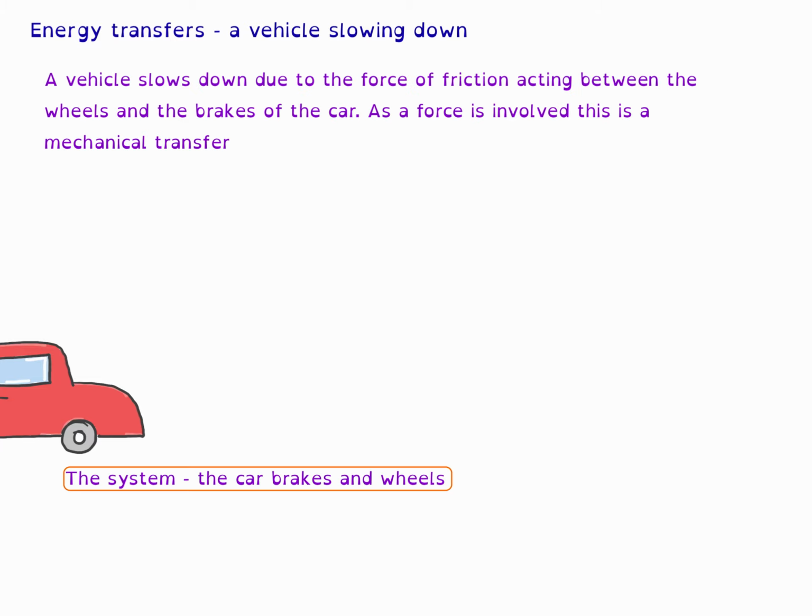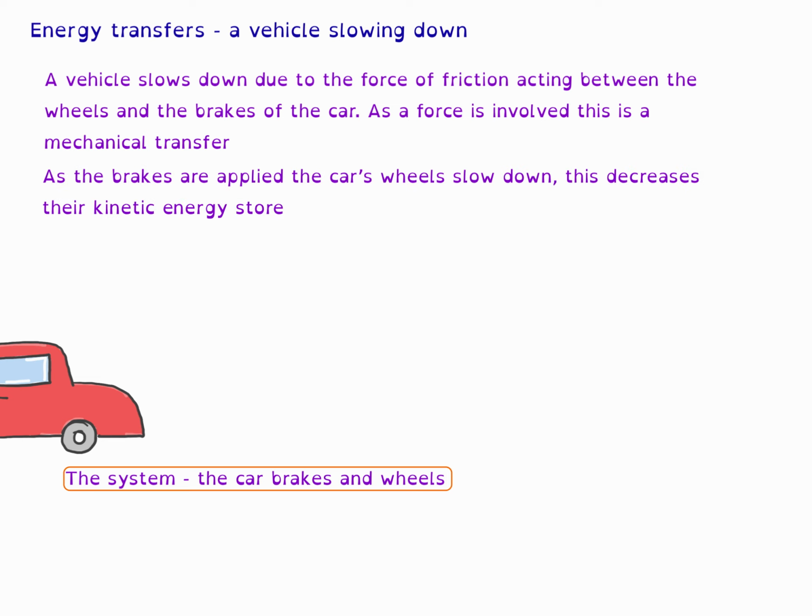In this example, a vehicle slows down to a stop. The system is the car brakes and wheels. A vehicle slows down due to the force of friction acting between the wheels and the brakes of the car. As a force is involved, this is a mechanical transfer.